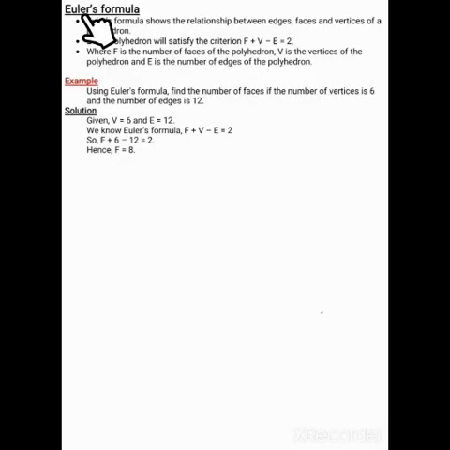Now our next topic is Euler's formula. Euler's formula shows the relationship between edges, faces and vertices of a polyhedron. Every polyhedron will satisfy the criterion F plus V minus E equal to 2, where F is the number of faces of the polyhedron, V is the vertices of the polyhedron and E is the number of edges of the polyhedron. So 2 will come. That's a proof. If 2 does not come, it means that is not a polyhedron.